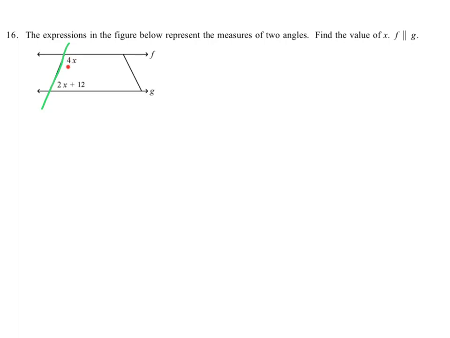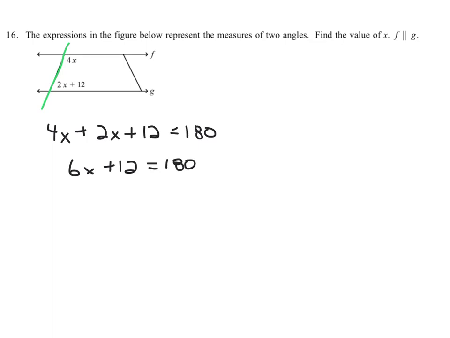And so what we have is same side interior angles. Same side interior angles are going to be supplementary. So what we can do is say, okay, well then we've got 4x plus 2x plus 12 equaling 180 degrees. Or 6x plus 12 equals 180 degrees.